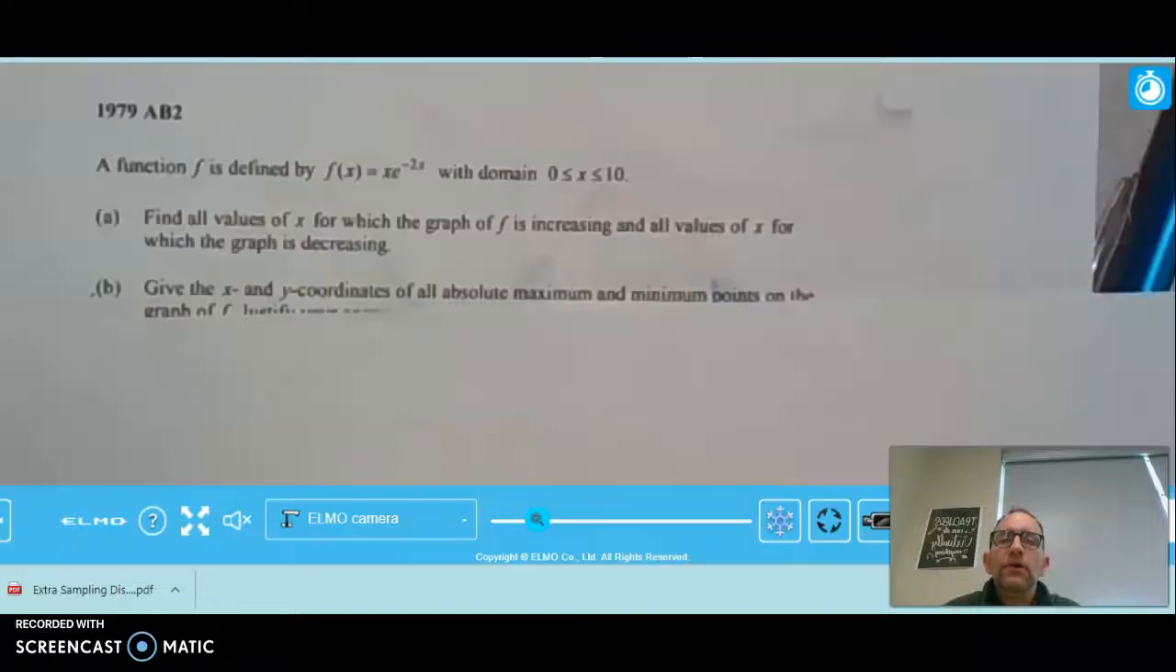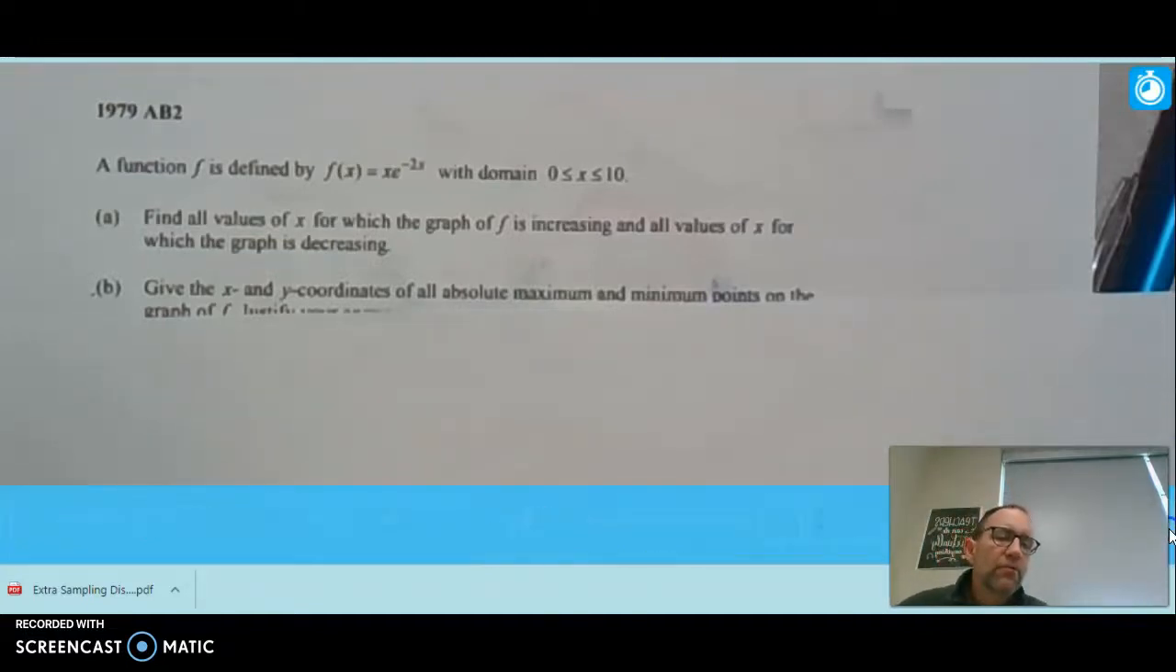So the second question here asks about when is a function decreasing? When is the function increasing? When I see the words increasing and decreasing, I think, well, when is the derivative positive? Because if the derivative is positive, the slopes of the tangent lines are positive, so the curve is going up. And conversely, if the derivative is negative, the curve is going down. So I'm going to find the derivative.